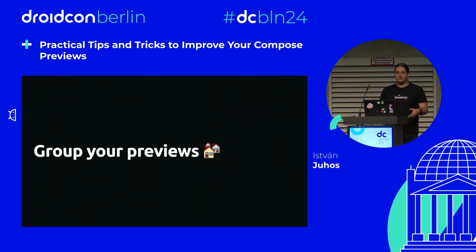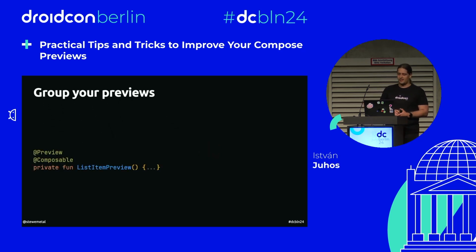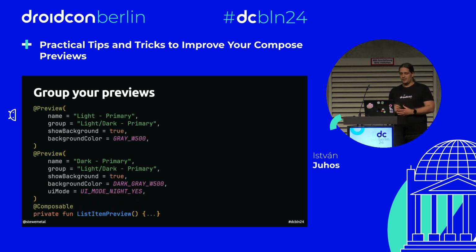Okay, next up, group your previews. Again, this is a developer experience thing. Let's see what grouping means for previews. We're back at our pretty little preview function, and let's add two other annotations to it, two other previews. As you can see, these previews are named and grouped. The name tells Android Studio to render a string, that string there, as the name of the previews that it will render in the preview window. And group tells Android Studio to group those together to have a filter option. We will see how that looks.